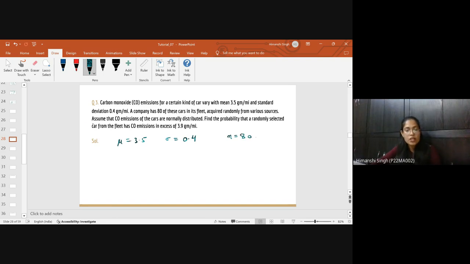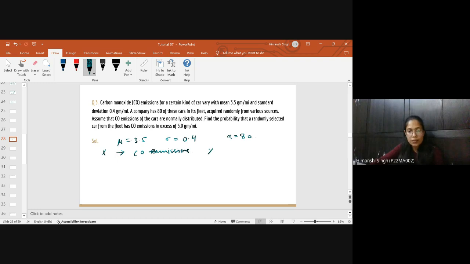Okay. So assume that the CO emissions of cars are normally distributed. So for the CO emission, if I consider X to be the CO emissions.